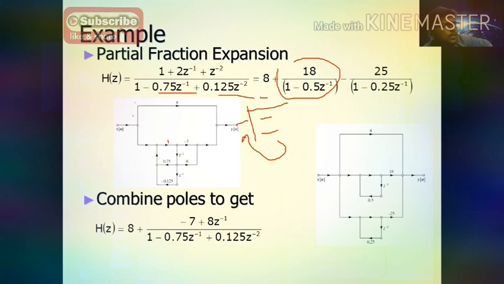Now the input x is given as common to both systems, and finally you can collect the output from this portion. This is your y of n. So this is what the parallel form combination is. Combining poles like this, for example, if you write it down like this, 8 plus, you can combine the poles, you get minus 1 plus 8 z inverse. All these terms are realized by the partial fraction method. Minus 1 plus 8 z inverse divided by 1 minus 0.75 z inverse plus 0.25. Look at this expression: 8 will come in here, minus 7 and minus 8 z inverse coming here. This is the numerator portion.